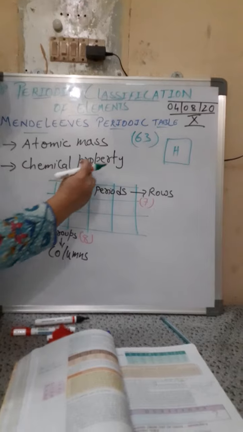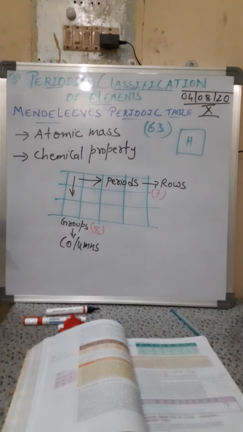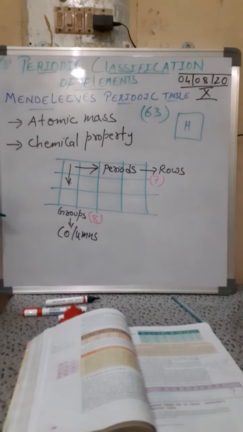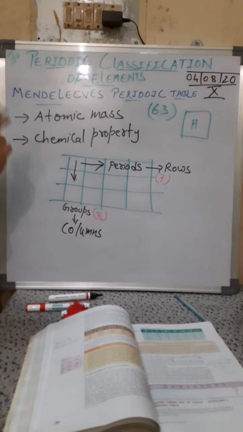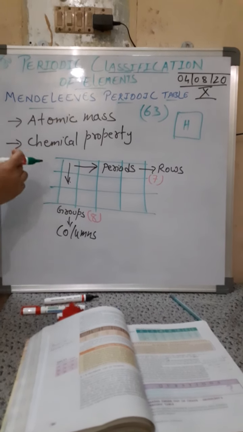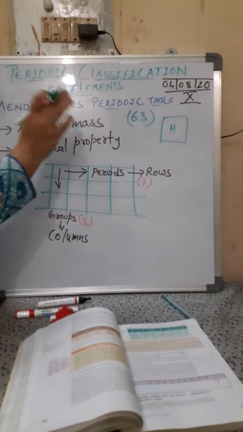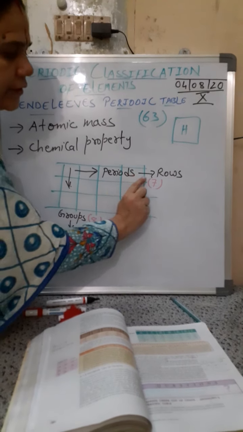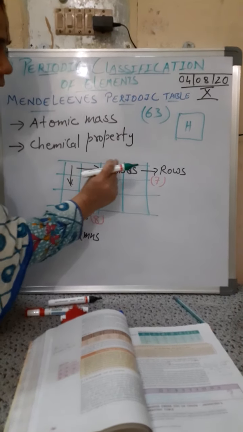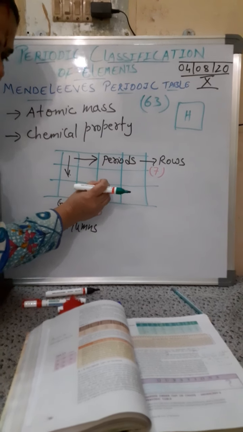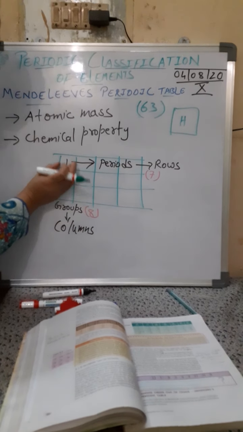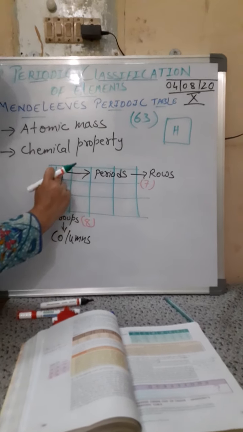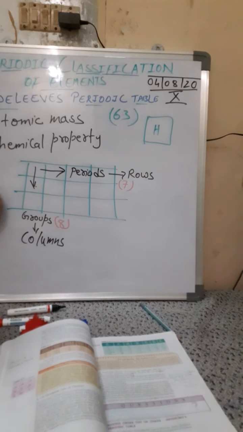Now as he kept on arranging them in the increasing order of their atomic masses, he observed that some chemical properties were repeated at regular intervals. Followed? He observed that there were some repetitions going on, as proposed by Newland. So he kept this in mind, and along the periods, he arranged the elements in the increasing order of atomic masses, and once he saw that a property was getting repeated, that particular element he placed immediately below the previous element. So the elements in a group had similar properties.